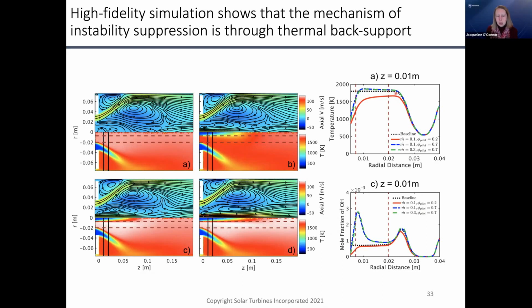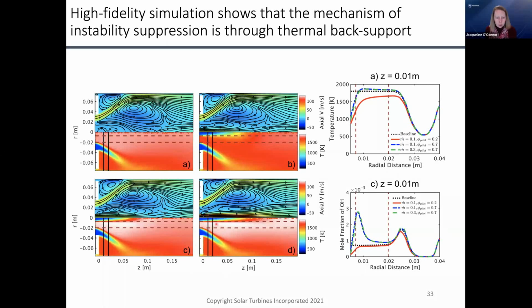And so what we showed in this study, and again, there's a lot more discussion and more data in the paper, was that essentially the pilot, we can see, we also did a bunch of LIF imaging later. The pilot doesn't directly interact with the main flame. There's no intersection of the flames. It's not a direct sort of stabilizing mechanism. What it's really doing is back supporting the main flame.